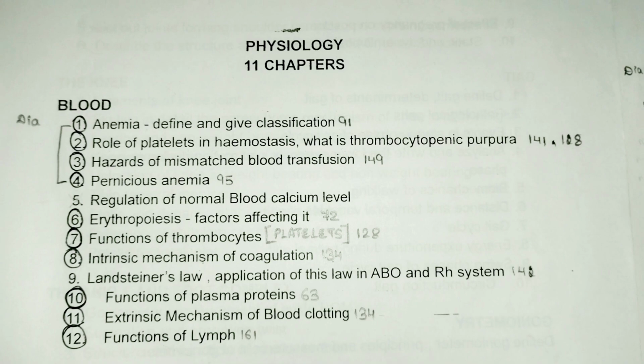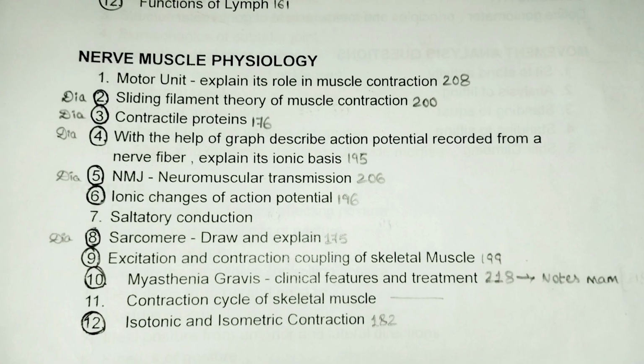Now moving on to the next chapter, that is nerve muscle physiology. In this the important questions are: the first one, motor unit, explain its role in muscle contraction. Second one, sliding filament theory of muscle contraction. Third one, contractile proteins. Fourth one, with the help of graph, describe action potential recorded from a nerve fiber, explain its ionic basis. Fifth one, NMJ, neuromuscular transmission.